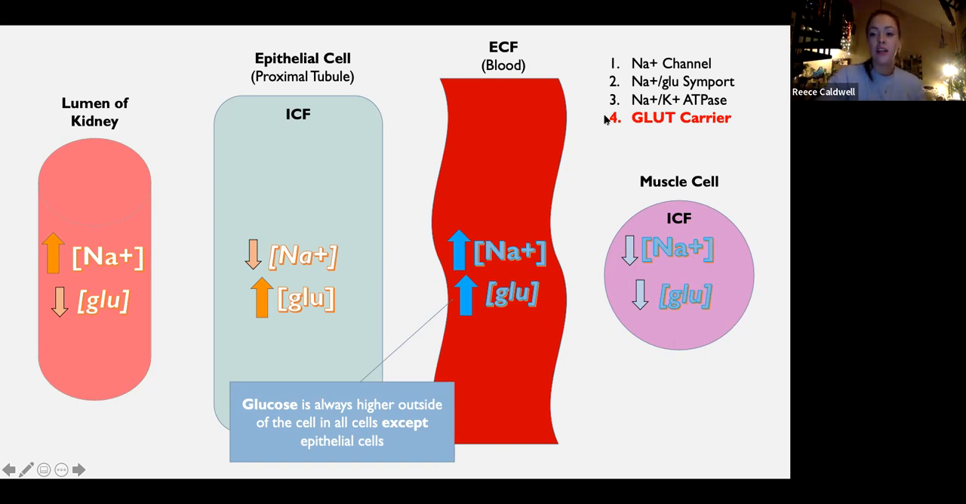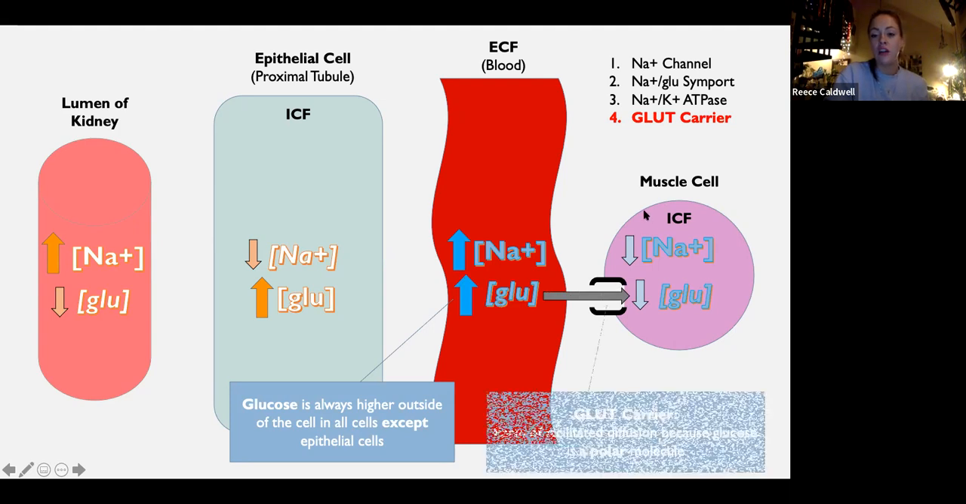So now we're going to be looking at our GLUT carrier because again, our primary goal is to get glucose into the muscle cell. So how we use this is we simply open a carrier on that muscle cell membrane and we move glucose from an area of high concentration to low concentration. So we're moving with our concentration gradient. So it's a form of facilitated diffusion.